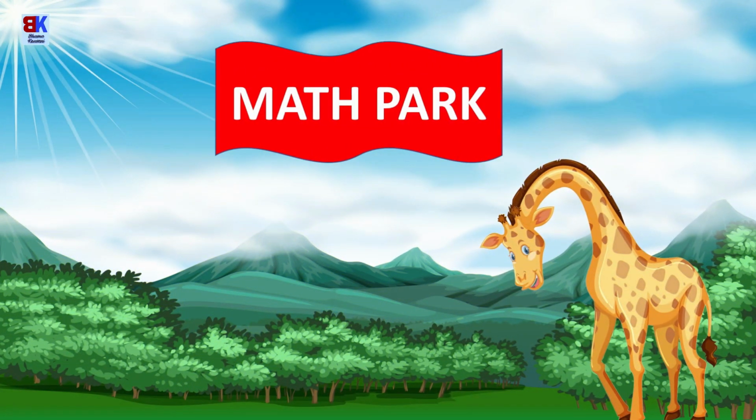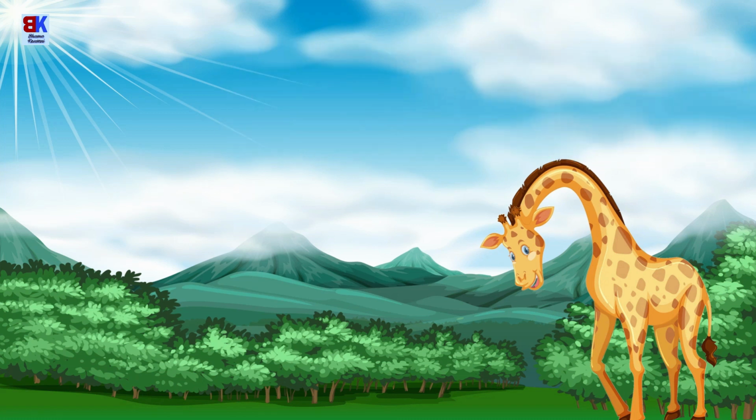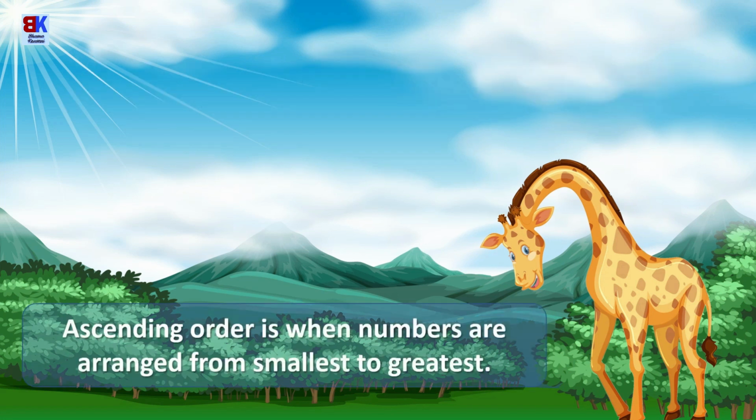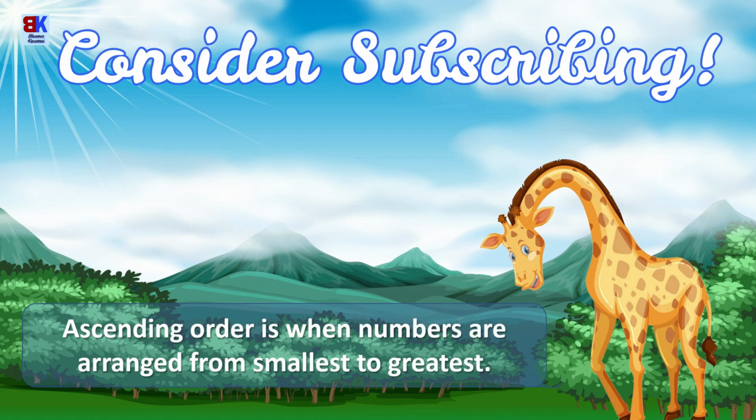Welcome to the Math Park, where we learn various math concepts. Today we are going to learn about ascending order. Ascending order is when numbers are arranged from smallest to greatest.